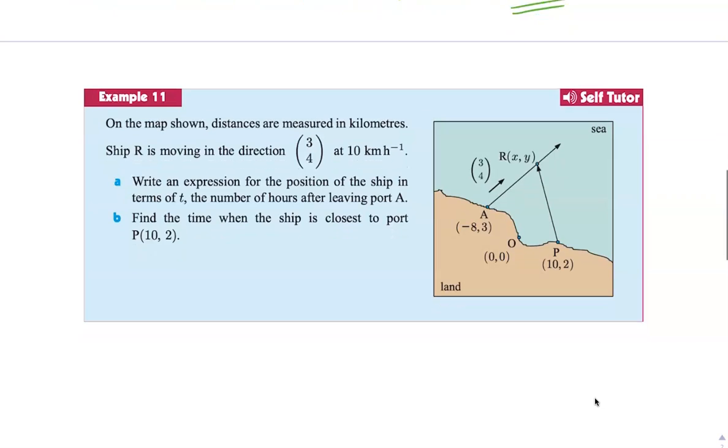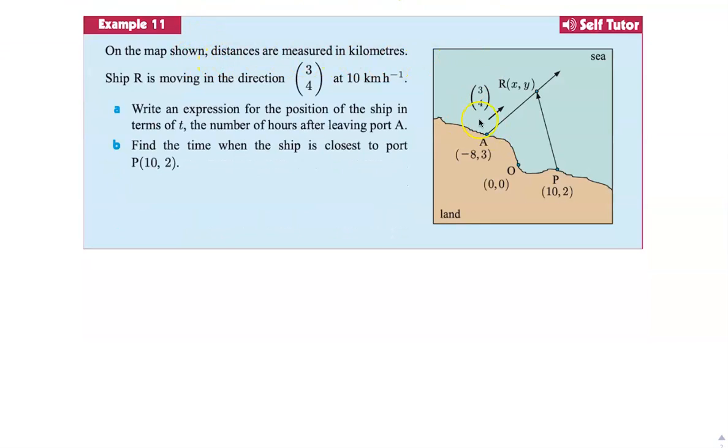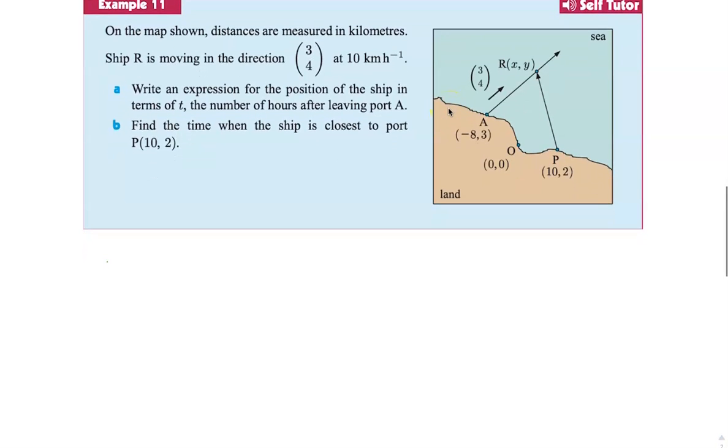Let's do another one. A map shows distance measured in kilometers. Ship R is moving in direction 3, 4 at 10 kilometers per hour. Write an expression for the position of the ship in terms of t, the number of hours after leaving port A. So they want an expression for the position of the ship. So this one, part A, just wants the normal vector equation.